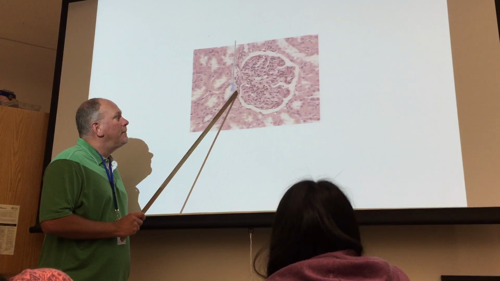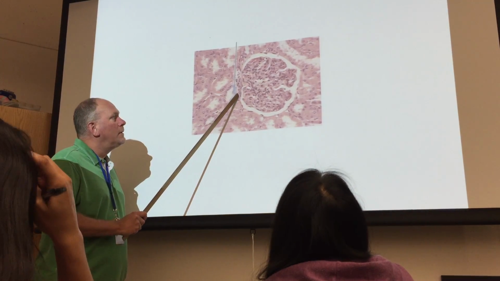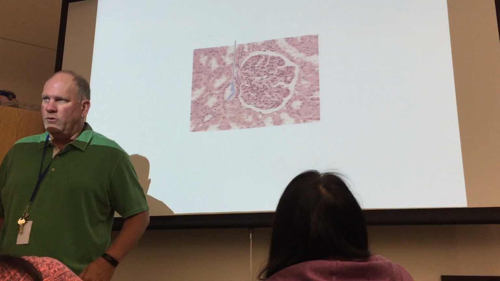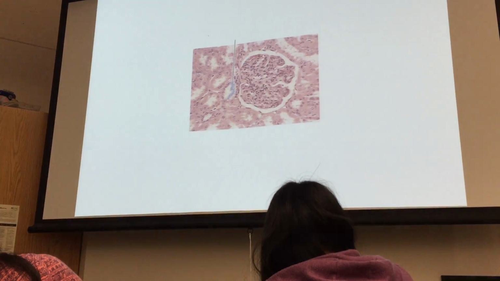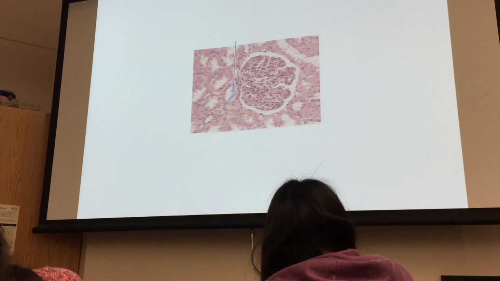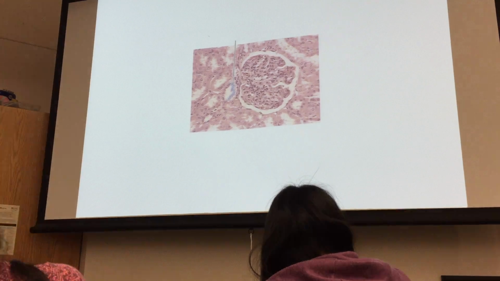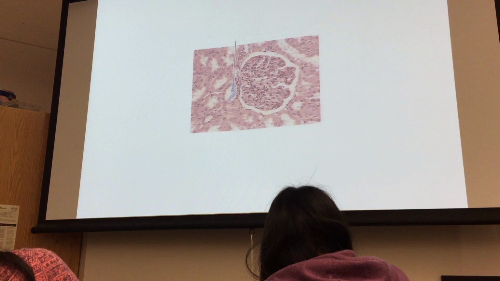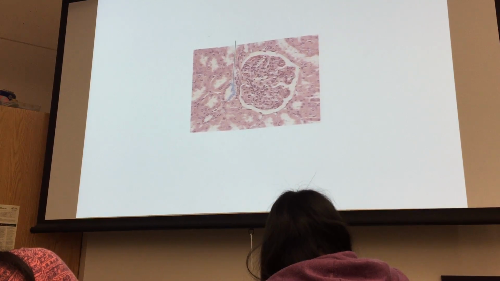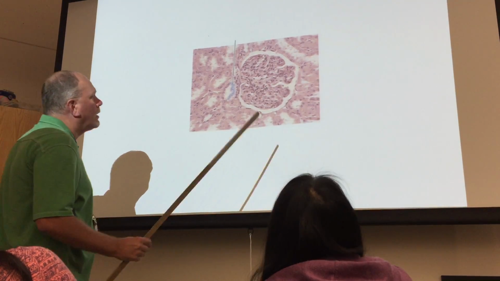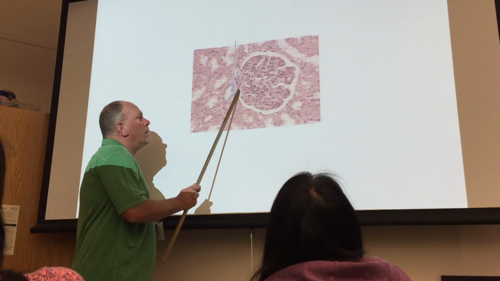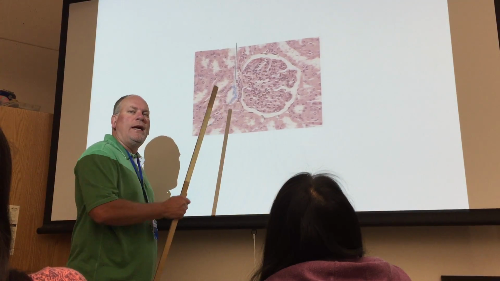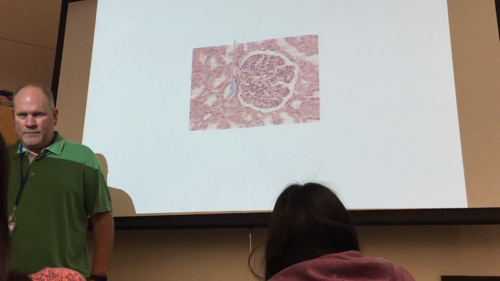Cell type. JG cells. Type of receptor. Mechano or presso. Very good. Mechano or presso receptor. They measure the pressure. JG cells release blank. Renin.